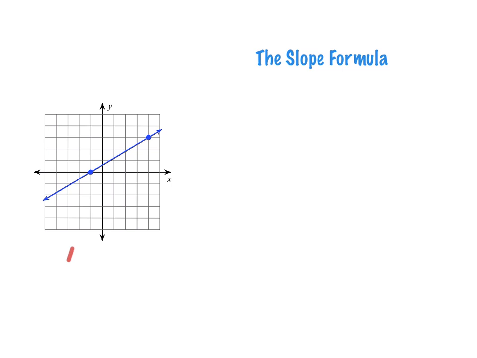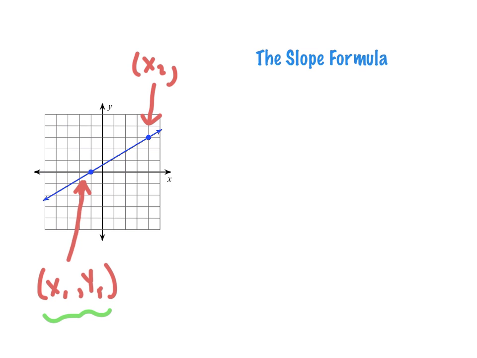We usually assign the first point the ordered pair x sub 1, because that's the first x, and we assign the y value y sub 1, because it's the first point. So the first point is x1 comma y1. We do the same trick over here with the second point. Whatever the second point is, that x coordinate is x sub 2, because that's the second x coordinate, and that y coordinate is y sub 2, because it's the second y coordinate. So this point here is x2, y2.